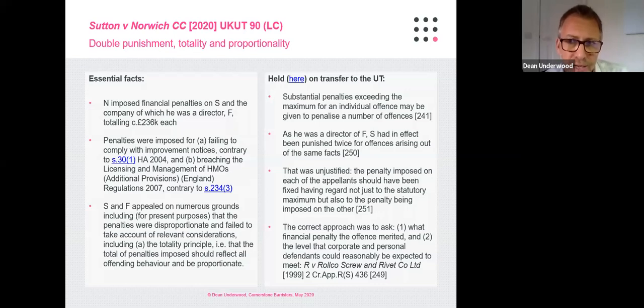And in this case, the Upper Tribunal applied and referred to the case, that you'll see noted at the bottom of the screen, of Crown and Rollco Screw and Rivet Company Limited, which applied the totality principle in this very context. And ultimately it found that, yes, there had been a significant element of double punishment in this case. And ultimately it reduced the penalties imposed to something in the region of, from recollection, 100,000 in each case, something slightly short of that. And so take a look at that. That is a recent application of the totality principle in the context of financial penalties.